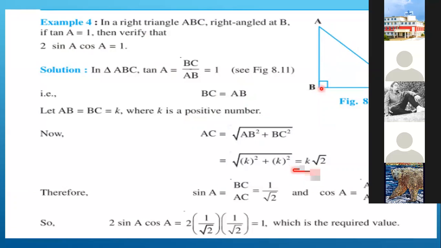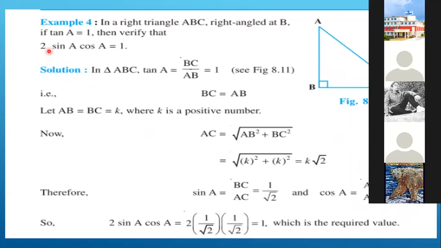What do you mean by sin A? Opposite by hypotenuse. What is sin A, opposite by hypotenuse? It is 1 by root 2. Cos A is also adjacent by hypotenuse, that is also 1 by root 2. Anyone have doubt in this one? No, ma'am.